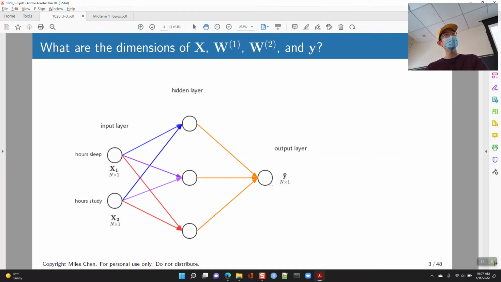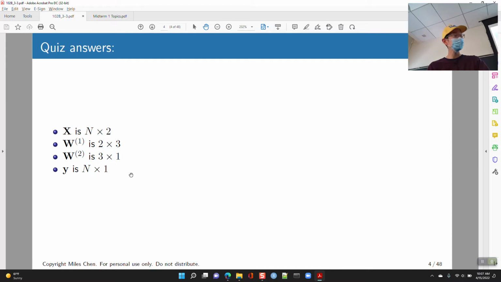And then lastly, Y will have n observations, 1 output. It's n by 1. Okay, so we have this. I hope that's okay.